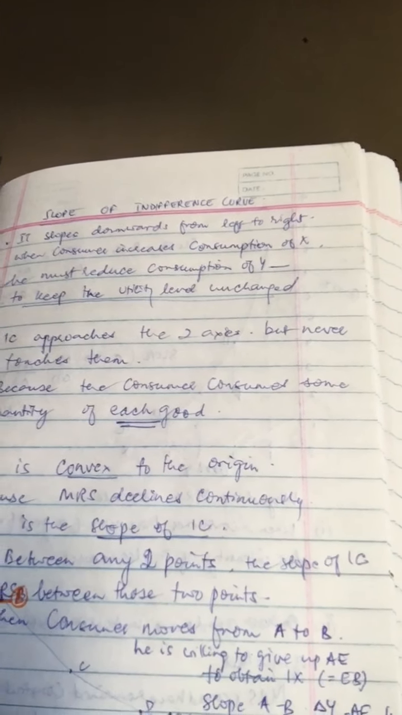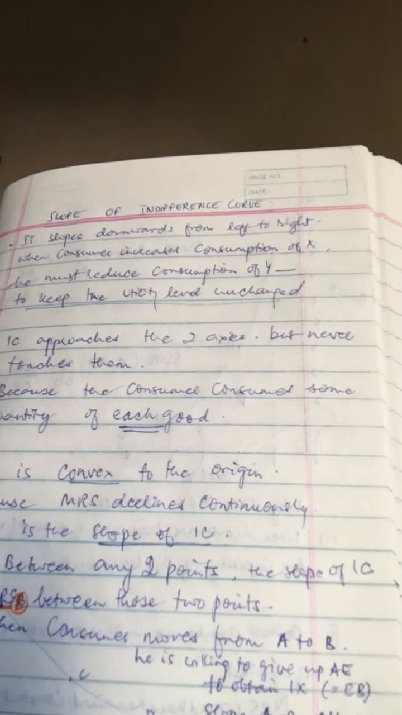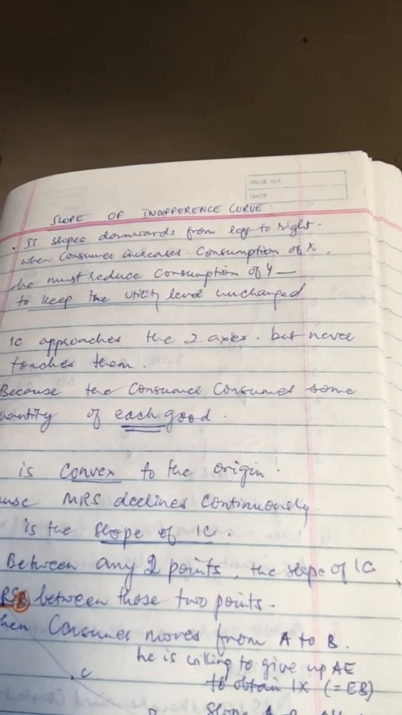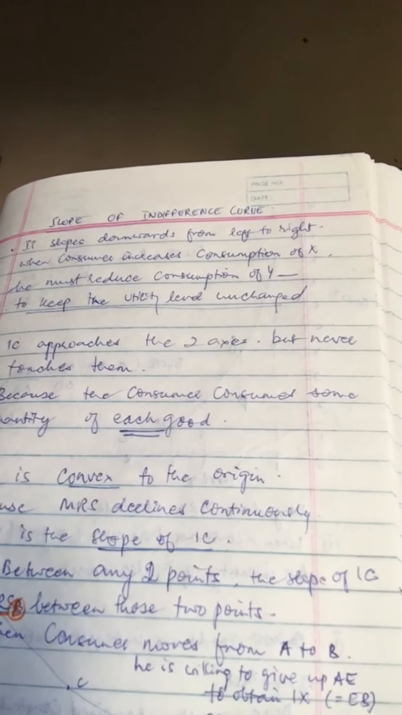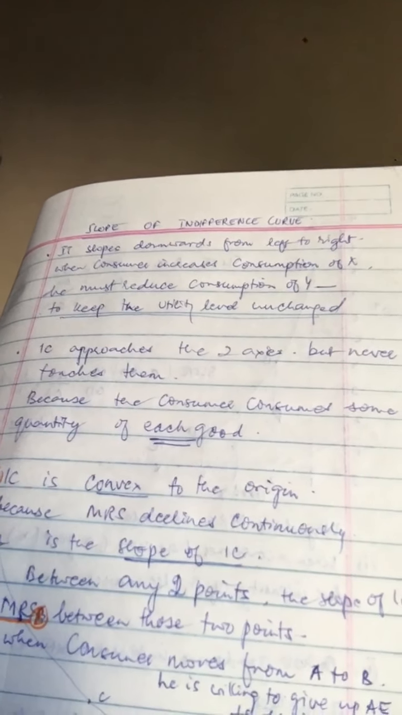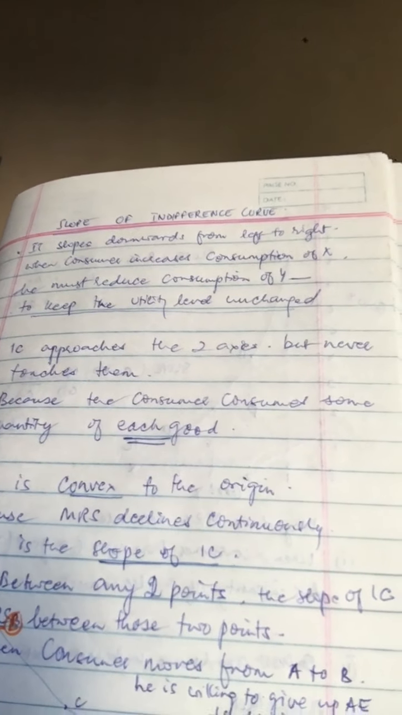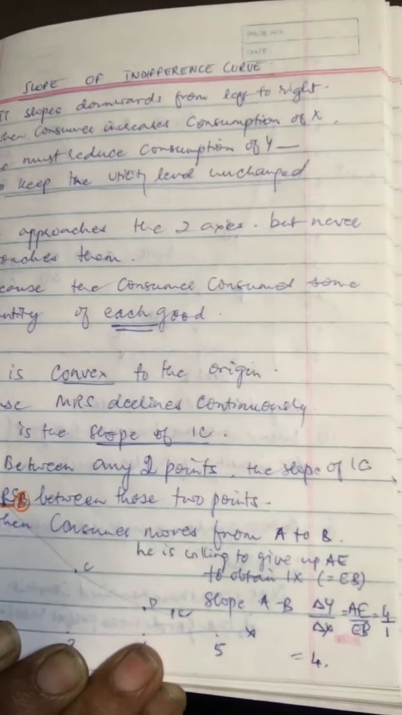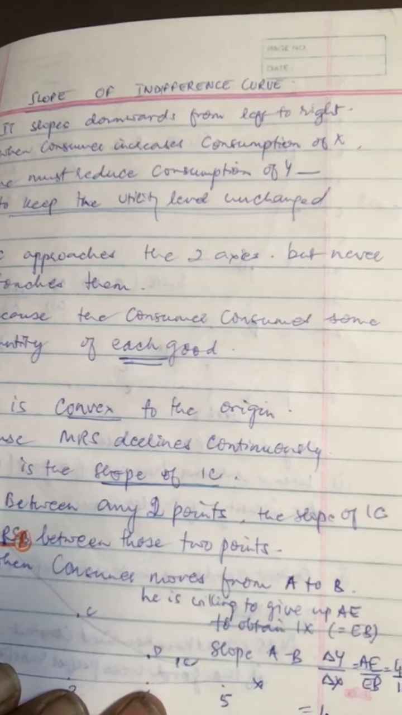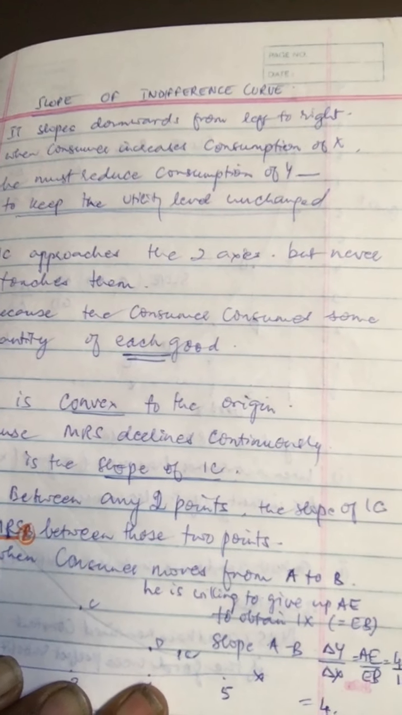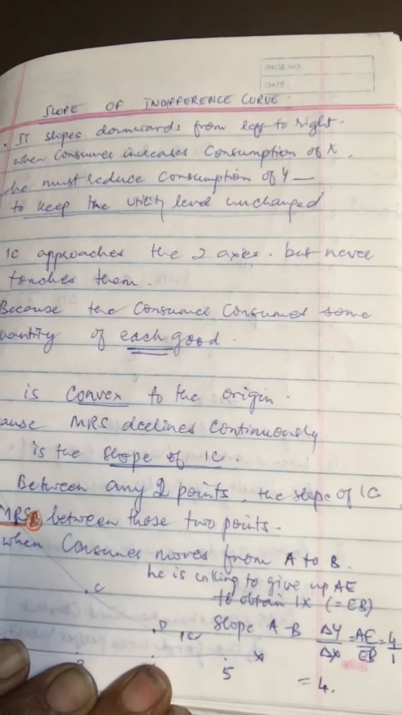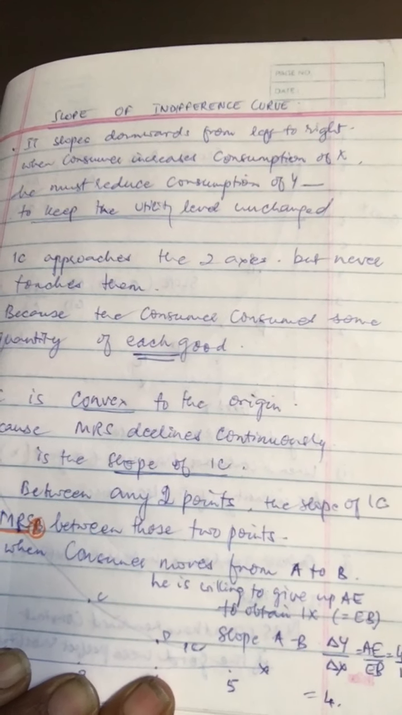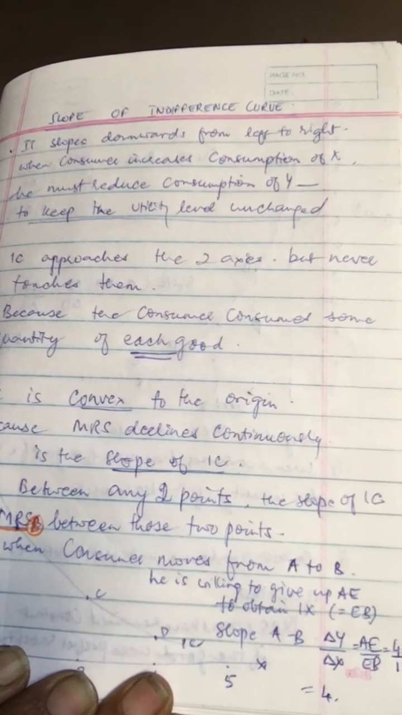It is because the consumer consumes some quantity of each good. If it touches any of the axes, it creates a possibility that the consumer consumes only one good, and that is not the assumption that we've made. And so we see that this indifference curve is convex towards its origin, because the MRS continuously declines as the consumer moves downwards along the indifference curve.